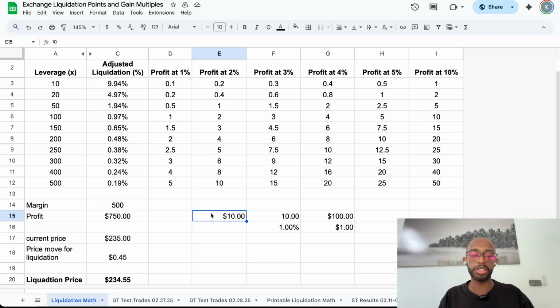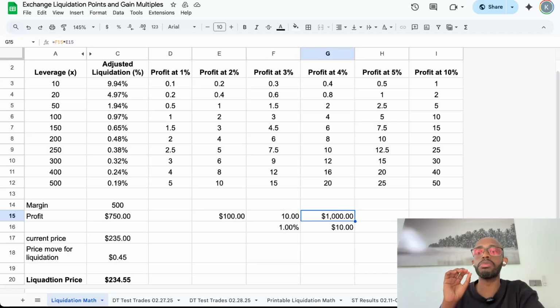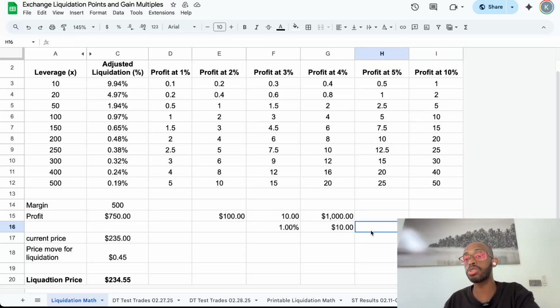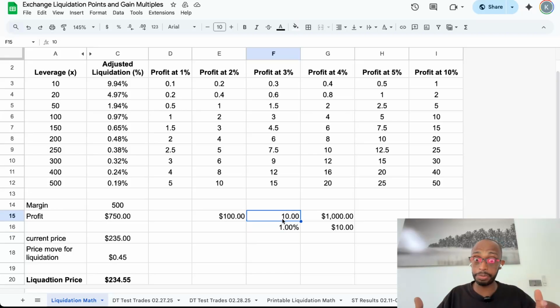So let's up the margin here to 100, but we're still going to use 10x leverage. If you use $100 margin and you have 10x leverage, then your position size is $1,000. And if the asset moves 1%, then you've made $10. But it goes also the other way. If the asset moves negative 1%, then you're down $10. Now let's up the ante here and let's do 100x, right?